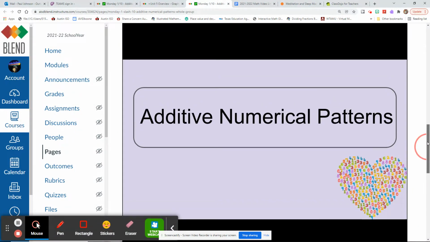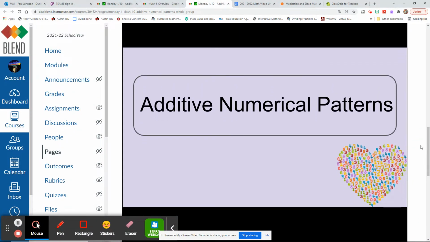Today we're going to look at additive numerical patterns. So first off, let's break down the phrase additive numerical patterns. Remember we talked about additive rules earlier this year, like, for instance, x plus 4 equals y. That would be an additive rule because we are adding.